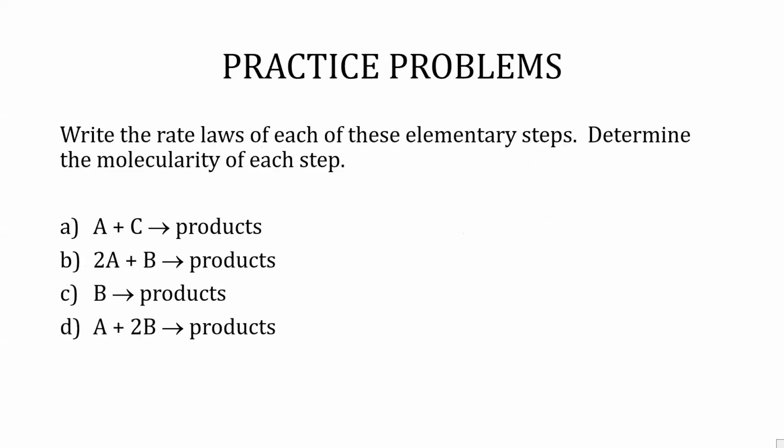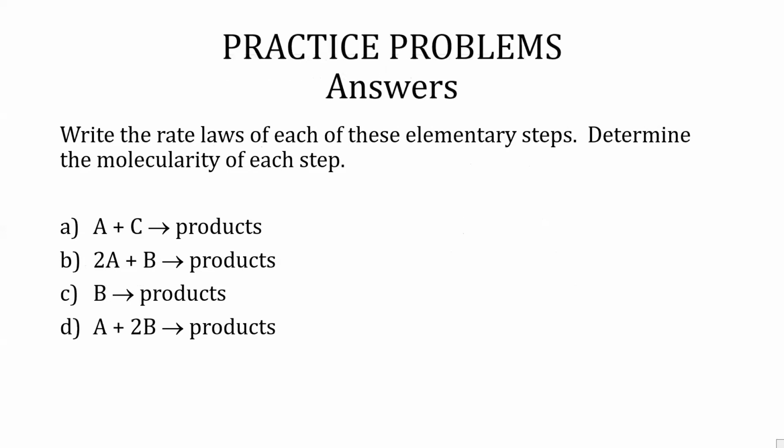Let's do a practice problem. Write the rate laws of each of these elementary steps. Determine the molecularity of each step. A, A plus C forms products. B, 2A plus B forms products. C, B forms products. D, A plus 2B forms products.